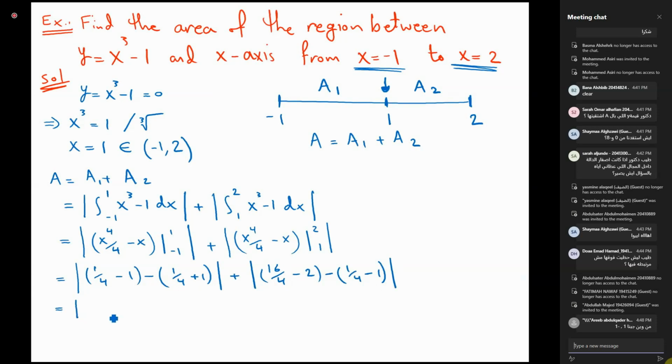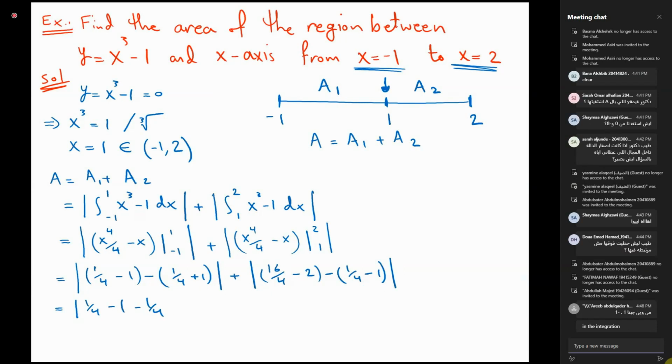So this equals 1 over 4 minus 1 minus 1 over 4 plus 1, plus the second, 16 over 4. This equals 4 minus 2 minus 1 over 4 plus 1. The first area, remove 1 over 4, we have minus 1 because we multiply by a negative. We have minus 2, okay, with absolute value equals what? 2, plus the second one, 4 minus 2, 2 plus 1, 3.